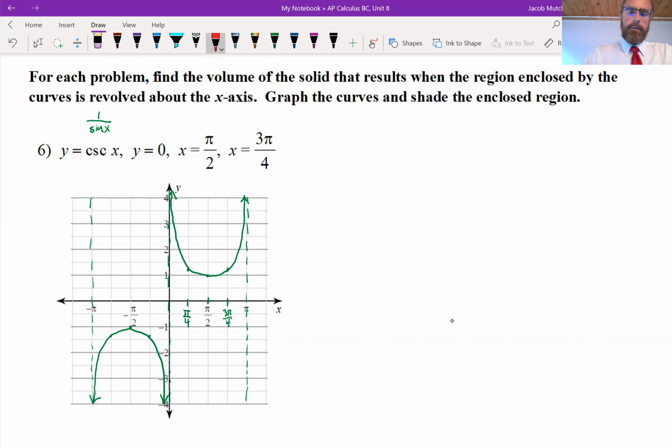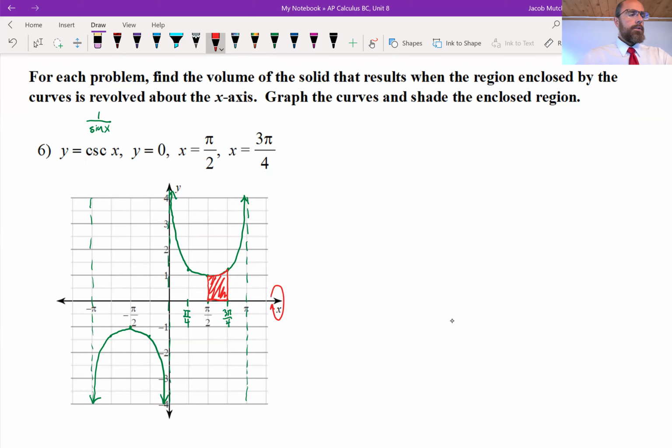What we want to rotate about the x-axis is this region. So from pi over 2 to 3 pi over 4, and it's the region bounded by the curve above and the x-axis below. So that's the area that I want to revolve about the x-axis to create a solid of revolution.